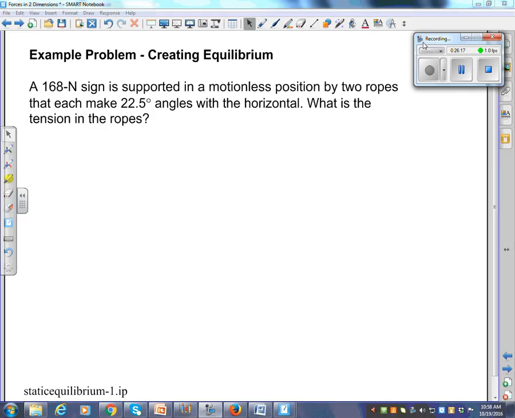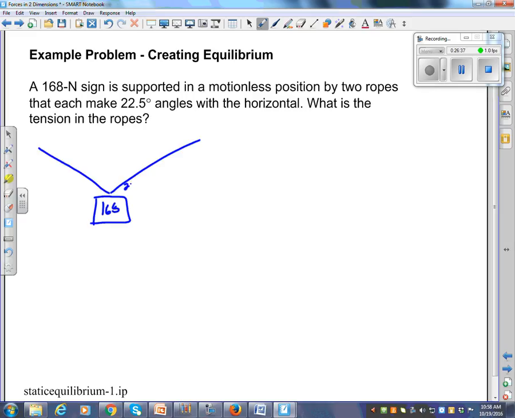Okay, so we've got a sign. We'll just draw a box like this, right? That weighs 168 newtons. I've given you the weight force. You don't have to multiply by 9.8. It's supported in a motionless position by two ropes that each make 22.5 degree angles with the horizontal. So in other words, like this. 22.5, 22.5. What is the tension in the ropes? I'm going to call this one T1, and I'm going to call that one T2. Tension 1 and tension 2.